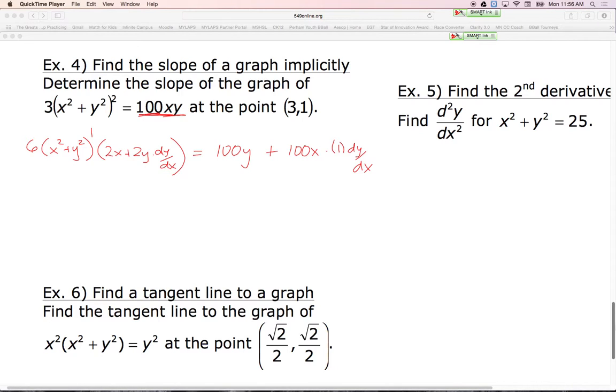Now, what was the next step in finding the derivative implicitly? Get the dy dx to one side. You need to treat dy dx as a variable. It is. It's unknown. I don't know what dy dx is. That's what I'm looking for. So I'm just going to do like I did in algebra, and I'm going to try and get dy dx by itself on one side.